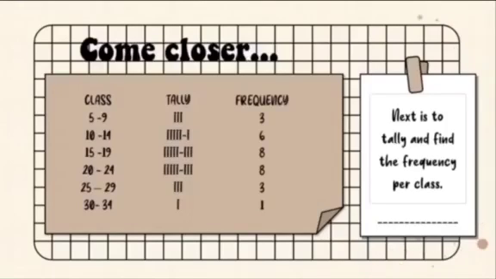Next is to find the frequency under each class. For the class 5 to 9, our frequency is 3, and row 2 is 6, row 3 is 8, row 4 is 8, row 5 is 4, row 6 is 1. And that is how to construct the frequency distribution table.